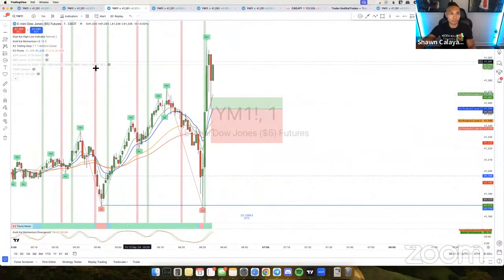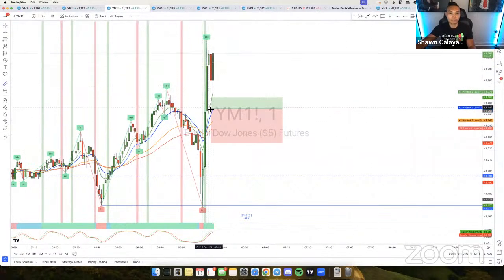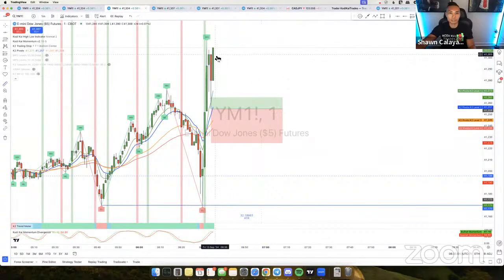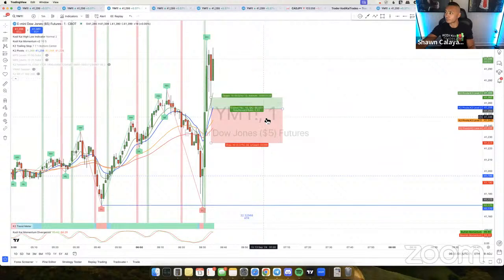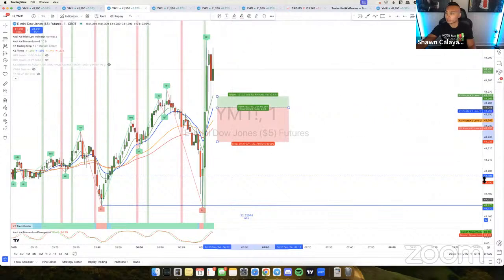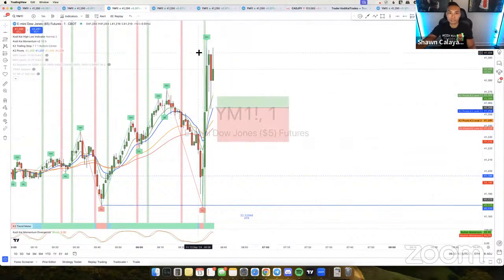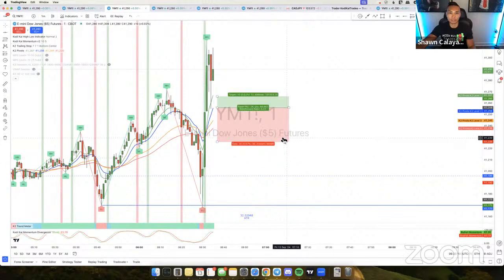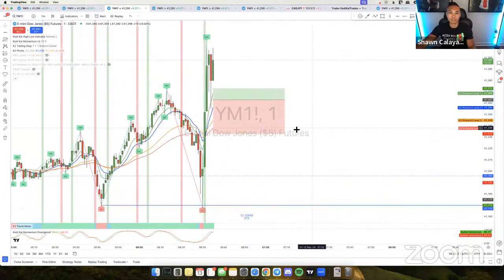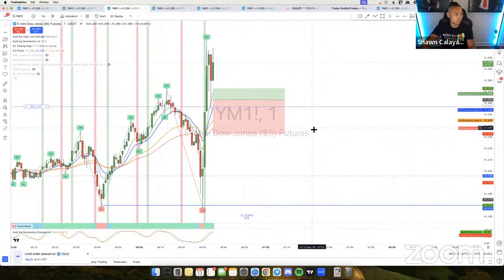Let me measure this candle real quick. I want to see how far it's moved. No, the candles here are still a little too big. I like the volatility, but right now it's still a little heavy and choppy. I just don't want it to be spiking around. That's what I don't want. So what I'll do is I'll just set the pending order here in case it ends up coming down.